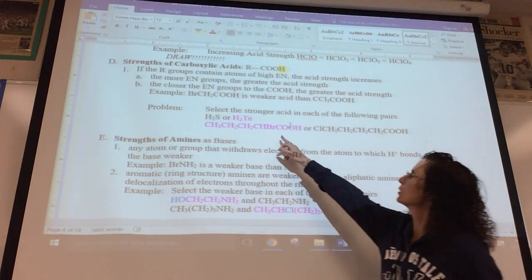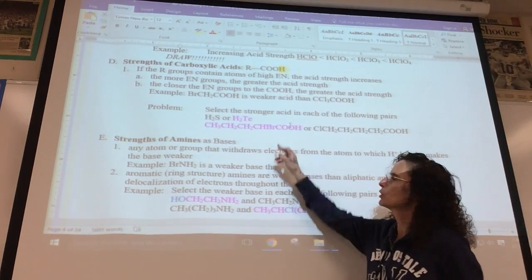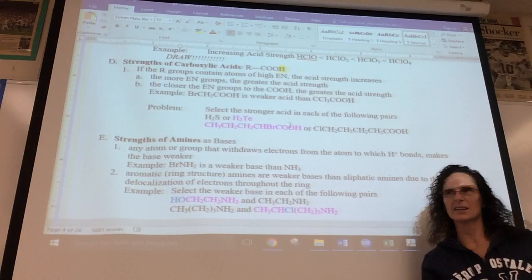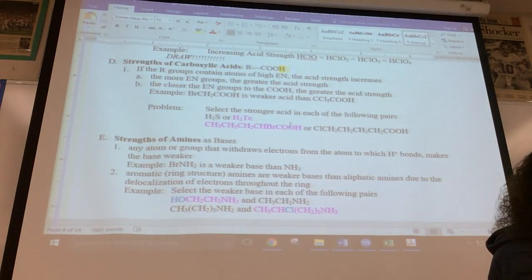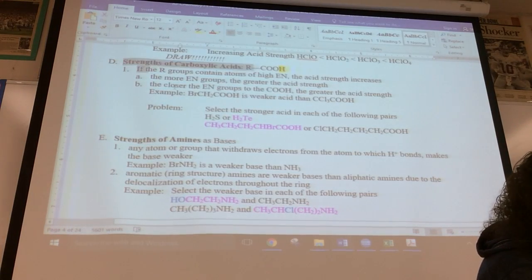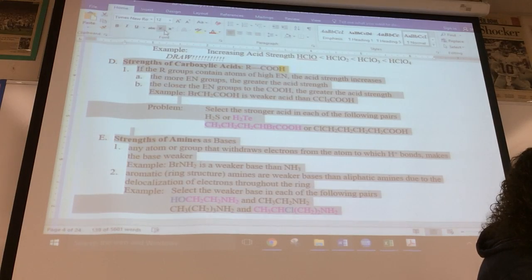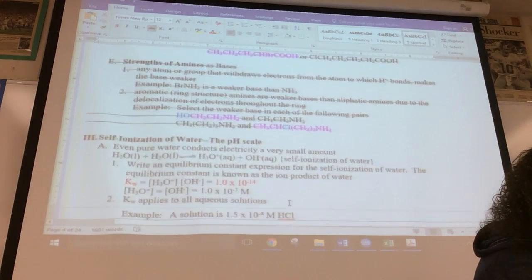No, it just says the closer the electronegative group to the Cu, the stronger it is. Let's let that one go. They're not going to ask that anymore, because it pulls away from the O-H bond. I haven't seen this stuff in a long time, and I just don't think it's relevant anymore.